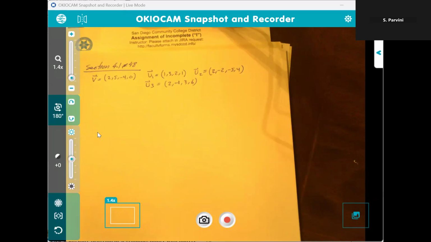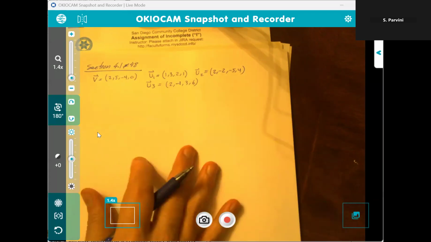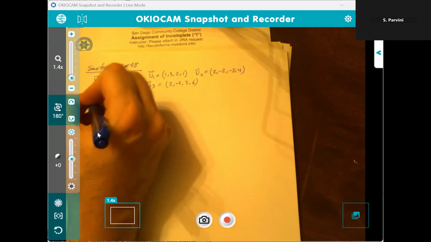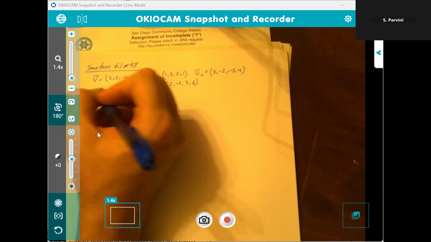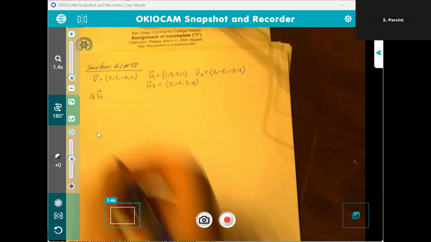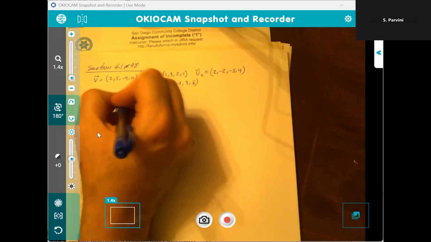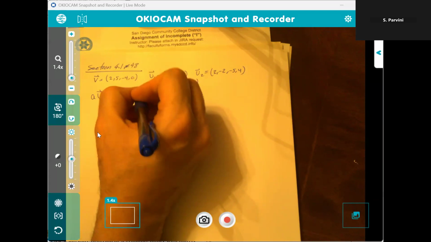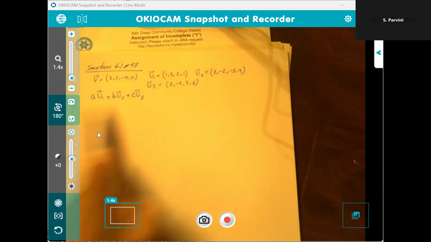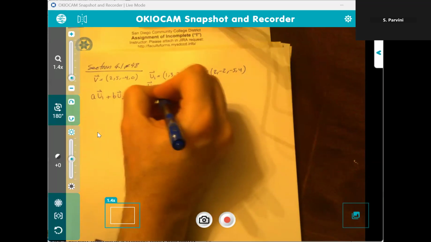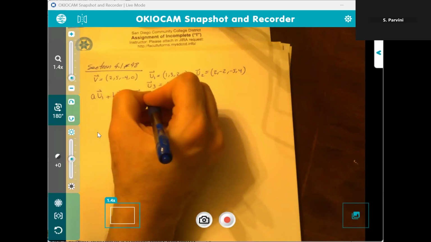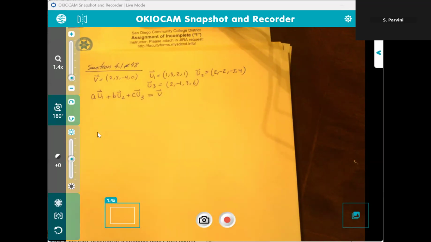Now, because we want to write vector V as a linear combination of the others, this is what that means. I have to take a scalar multiple of U1. You can go C1, C2, C3, by the way. I'm just going to go A times U1, plus B times U2, plus C times U3. This is what we mean by a linear combination of the 3 vectors. This should yield the vector V, right? If we can do this, then that's good. We should be able to do that.